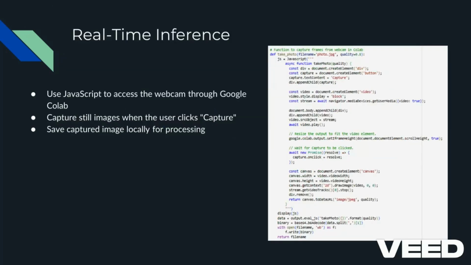Next, to capture live input, particularly in an environment like Google Colab, we use a snippet of JavaScript. This function allows us to access the webcam, prompt the user to capture an image, and then save the image locally. This captured image is then ready to be processed by our model for real-time facial expression recognition.